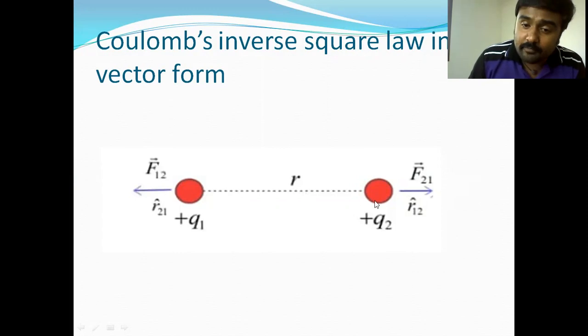At the same time, the force acting on plus Q2 due to plus Q1 is also a repulsive force, represented by the F21 vector. F21 vector means the force acting on plus Q2 due to plus Q1. The unit vector representation is R12 cap. R12 cap is a unit vector that indicates the direction of the F21 vector, directed from Q1 to Q2, and its magnitude is 1.